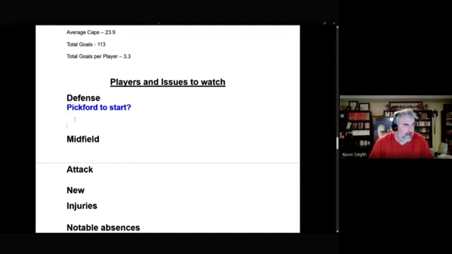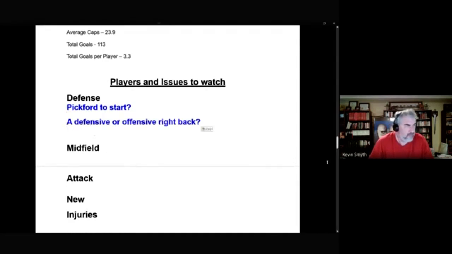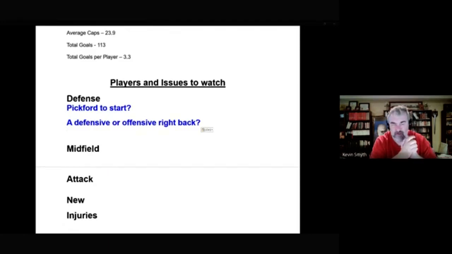The next issue in defence is at the right back position. Do they go with a more defensive right back like Kyle Walker, or a more offensive right back like Trent Alexander-Arnold? And we said during the long podcast that he seems to prefer the more defensive Kyle Walker. However, he may have found a good balance in Reece James, who has come into the team more. So it'll be interesting to see what they do over on the right side.